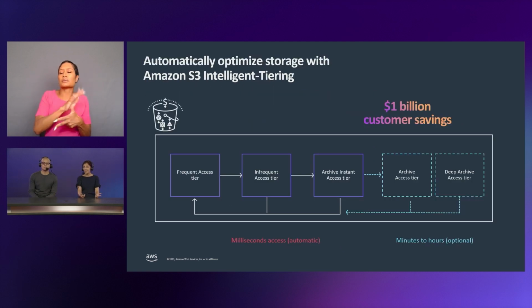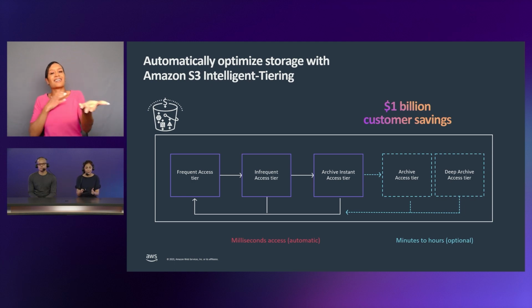Now, you may ask me, what if I do not know my access pattern? In that case, let us figure out how frequently you access your objects and help you save storage costs. Amazon S3 offers Amazon S3 Intelligent-Tiering, which is a groundbreaking storage class that helps you to automatically tier objects based on the last access date and saves money for customers.